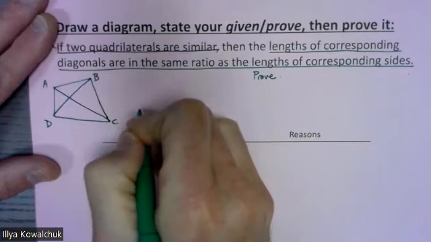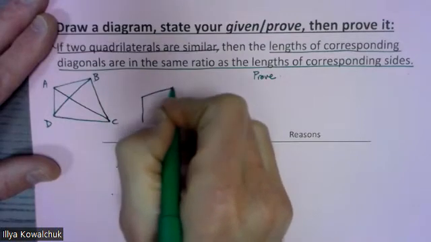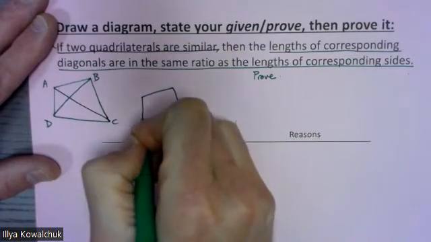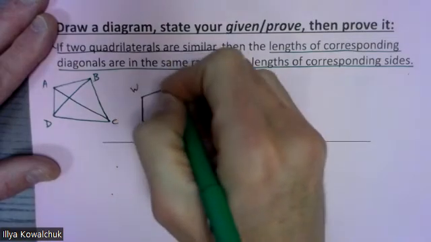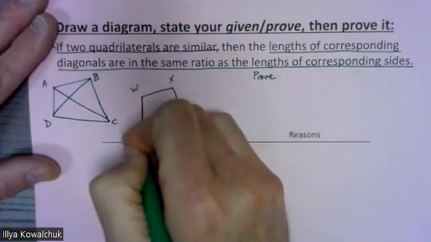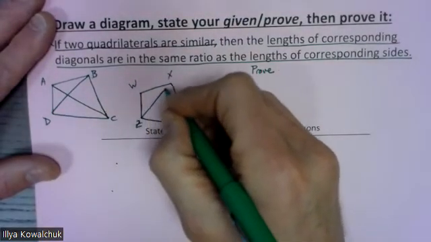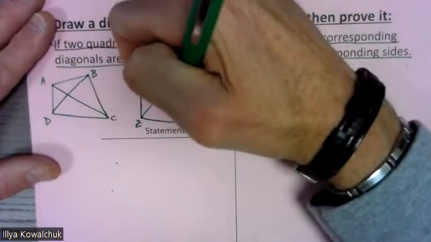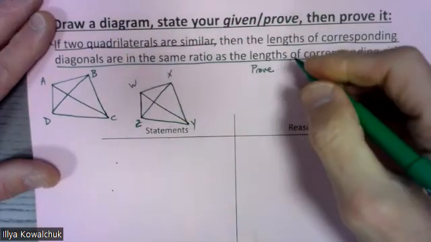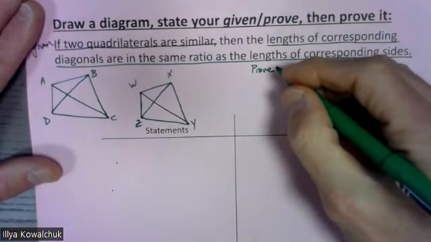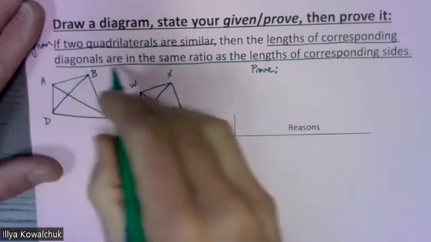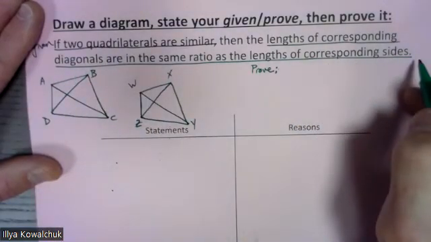And we'll draw a smaller version of that. W, X, Y, Z, with diagonals also. All right, so now our proof. Lengths of the corresponding diagonals are in the same ratio as lengths of the corresponding sides.